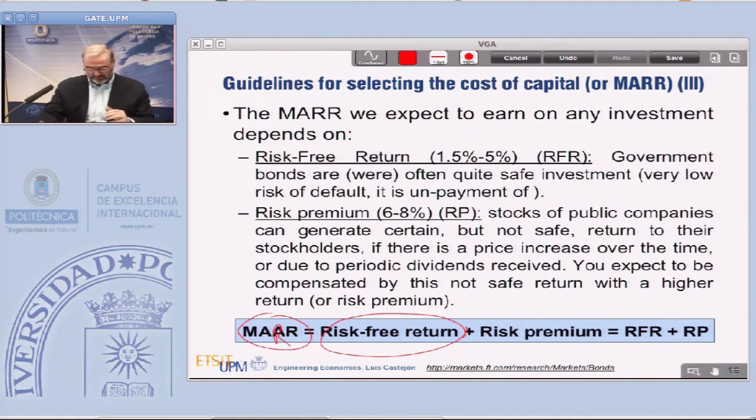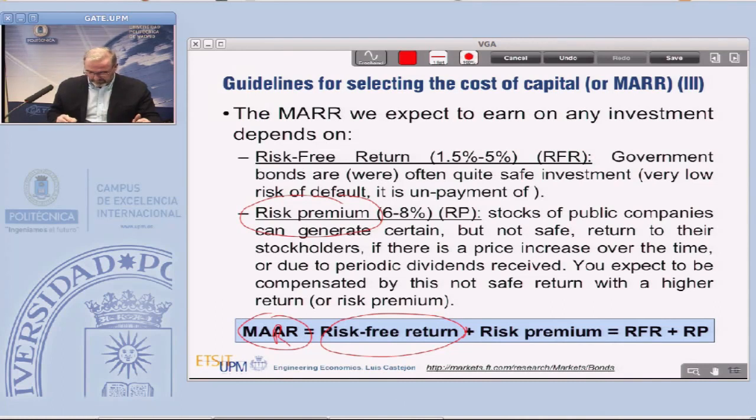What is the risk premium? As investors investing in a riskier project than the risk-free government bonds, we ask for a higher return from this investment. So in that sense, we are asking for a premium to invest in that. We call that the risk premium. This risk premium is usually around 6, 8, or 10%, depending on the risk of the project.